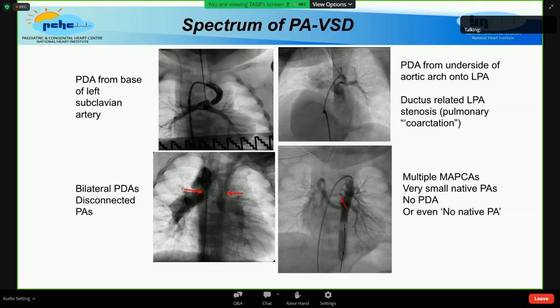So this is the spectrum of pulmonary atresia ventricular septal defect. It can be those with a simple PDA coming from the base of the subclavian artery, behaving like a native BT shunt, and those with a tortuous PDA in the presence of branch PA stenosis, or what you call a pulmonary coarctation, or those with a bilateral PDA. I think this wide spectrum was already well delineated by Dr. Hai just now. And also those patients with a lot of MAPCAs and collaterals and a small native pulmonary artery, or even without a native pulmonary artery.